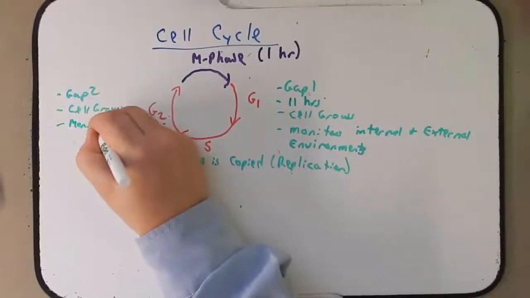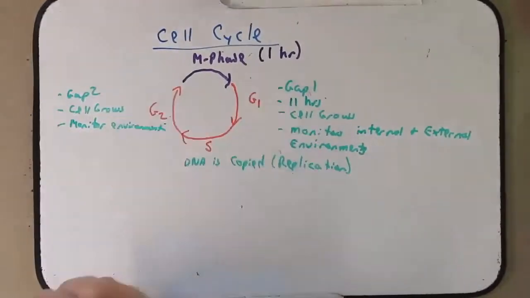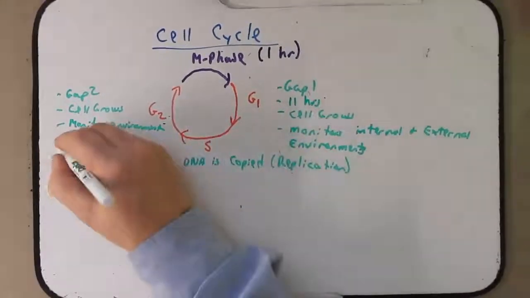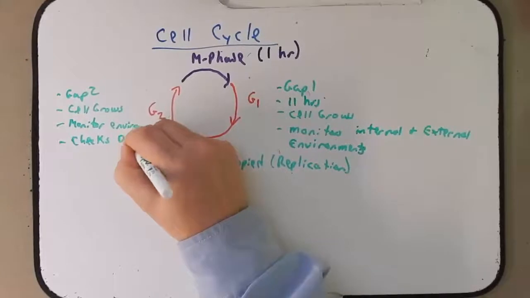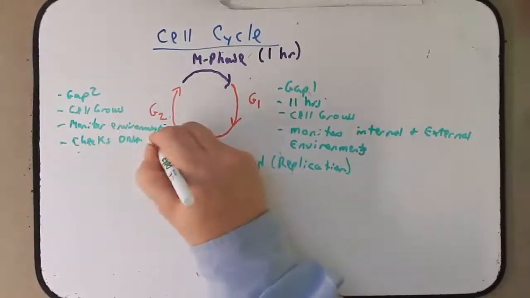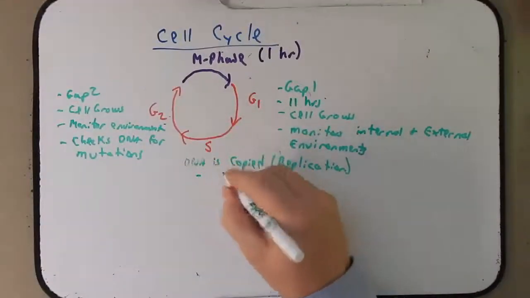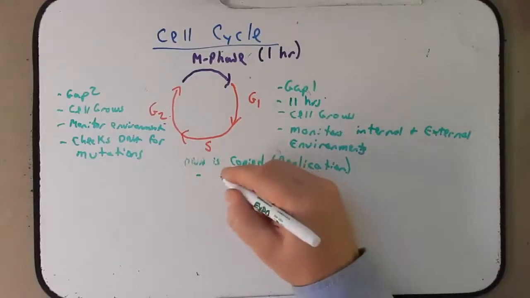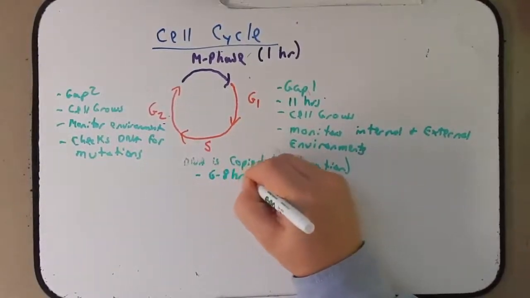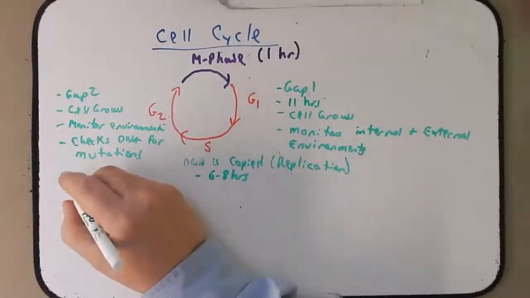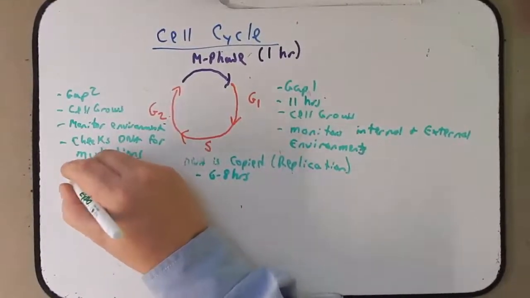It will also monitor the environment to make sure it's ready to go to M phase, but more specifically, it checks the DNA for mutations. I forgot to mention some times for S phase and G2. S phase is between 6 and 8 hours, about, and G2 is about 4 hours.